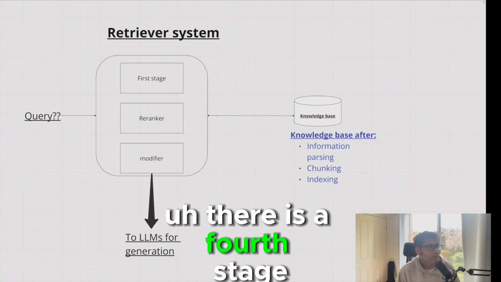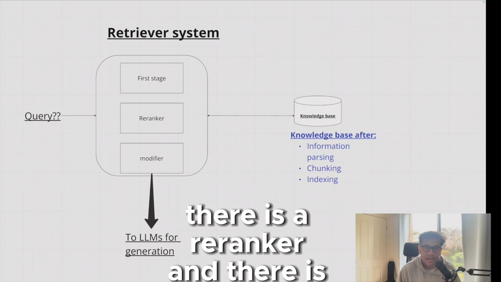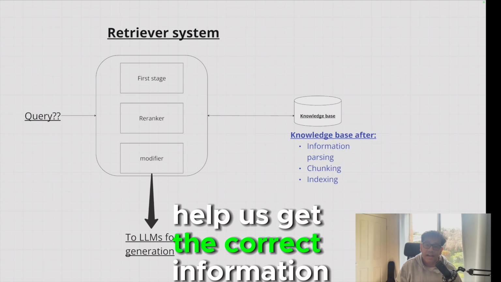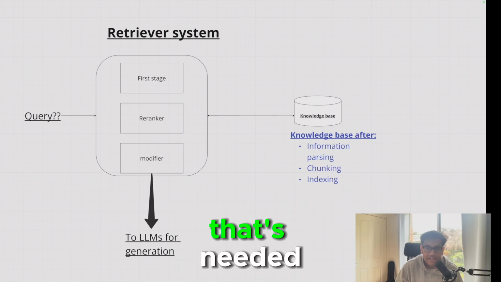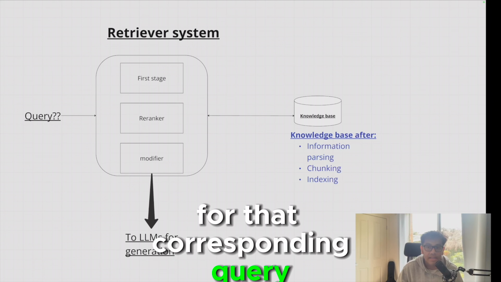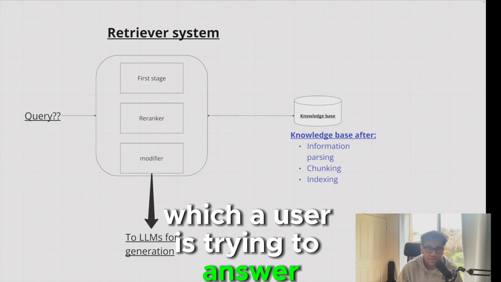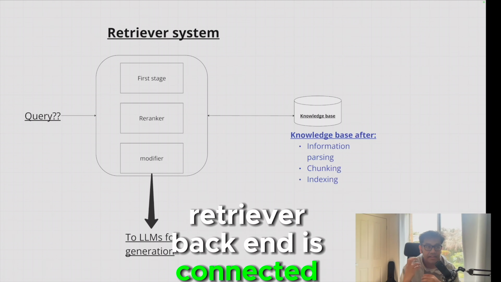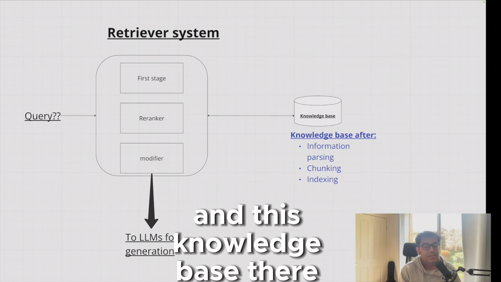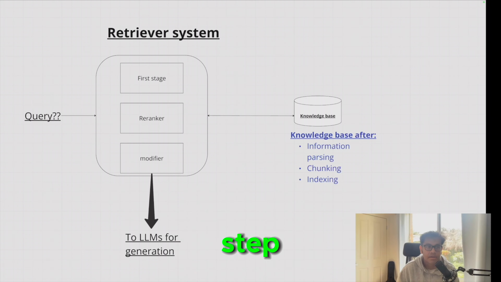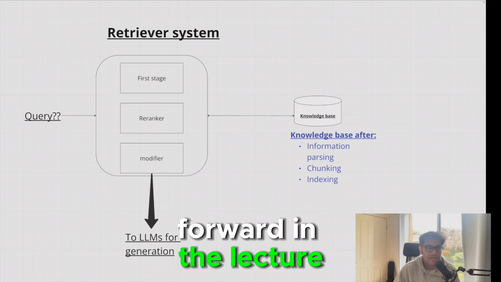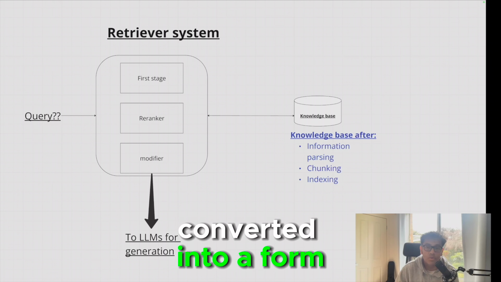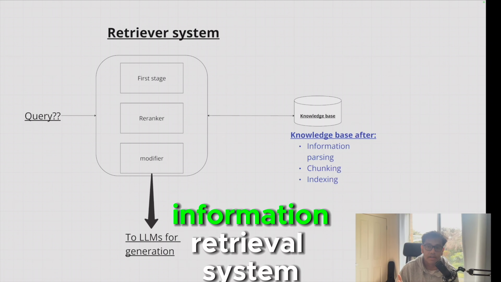There is a first stage, there is a re-ranker, and there is a modifier. All of these three together help us get the correct information or the correct context that's needed for the corresponding query which a user is trying to answer. All right. Now, this whole retriever backend is connected to a knowledge base. And for this knowledge base, there is another step which we'll cover as we move forward in the lecture, in which the knowledge base is converted into a form which is more suitable for an information retrieval system.